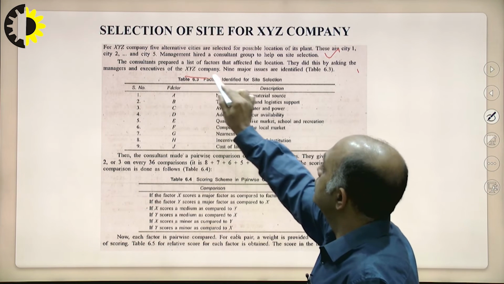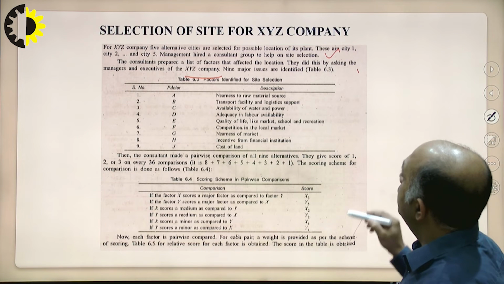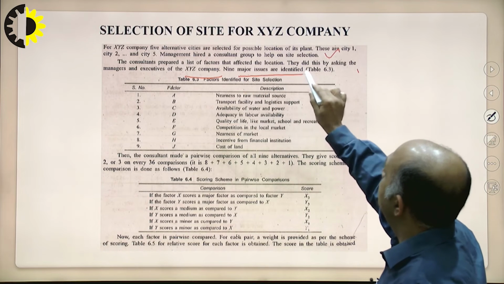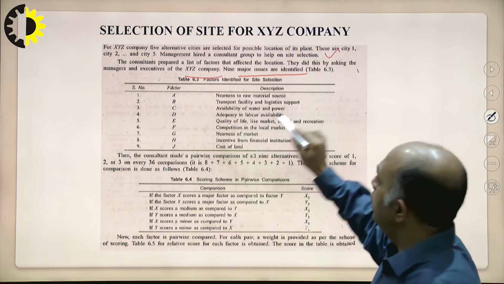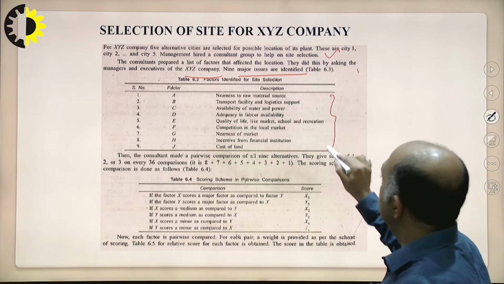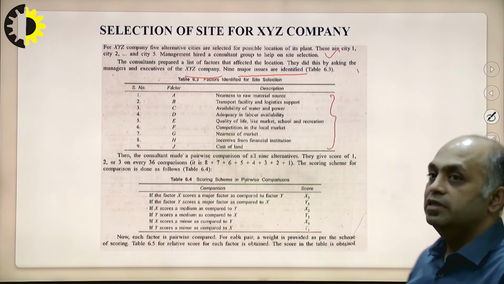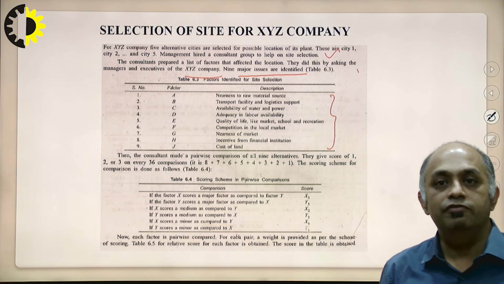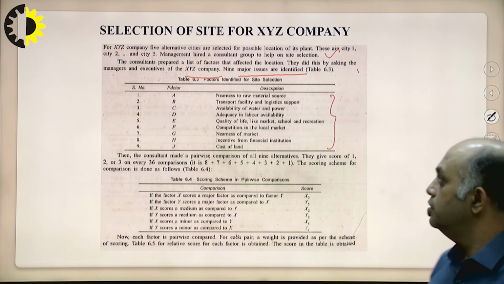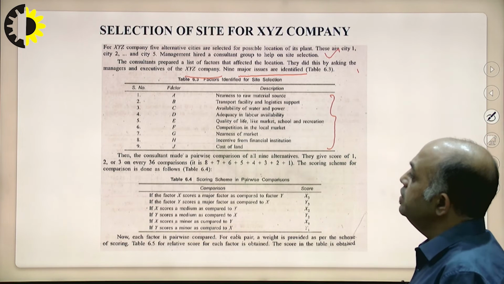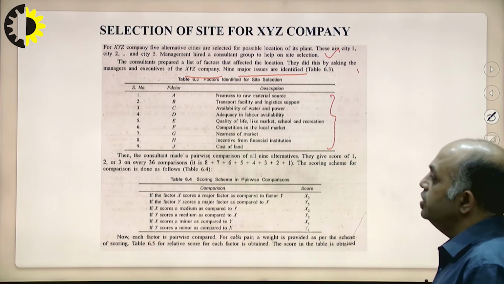Now, this is XYZ company, and 9 major issues were identified here, right. If I see these 9 major issues, which basically are to be taken care of before we actually plan the location, we have these factors labelled A, B, C, D, E, F, G, H and J, right.